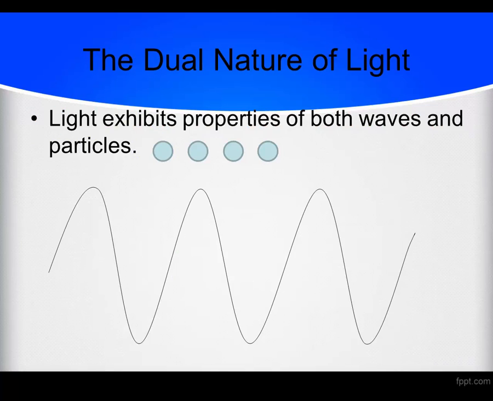At the end of this lecture, we find out that light has two natures. It is both a wave and a particle. It just depends on how you want to look at it at that moment in time and what you're measuring.